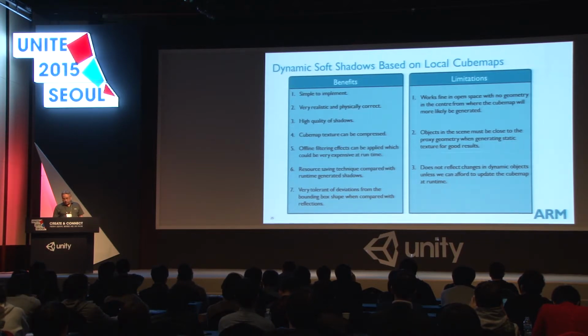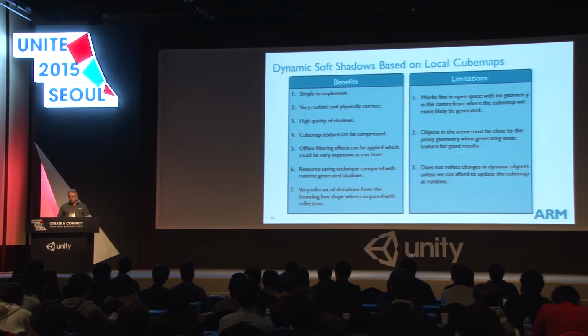Another advantage we've seen is the fact that the cube map is static, so we can apply any type of filtering beforehand to get any visual effect on the reflections. I showed you before the result of applying, for example, a Gaussian filter.